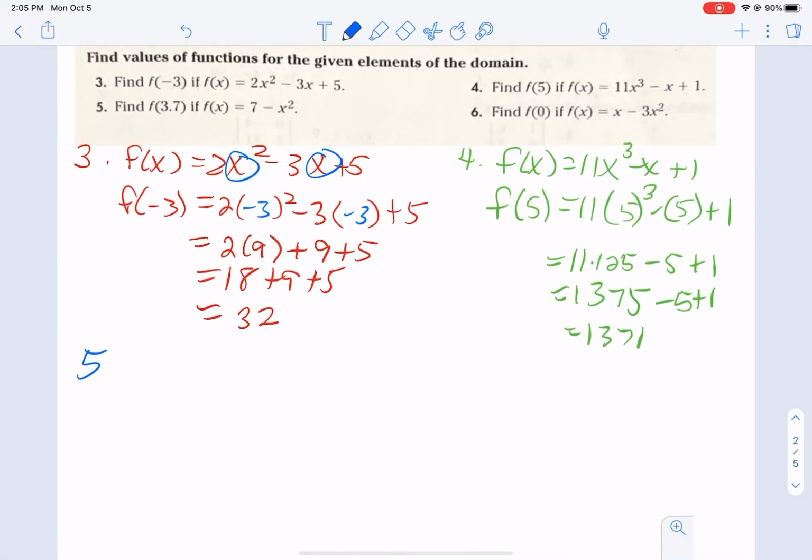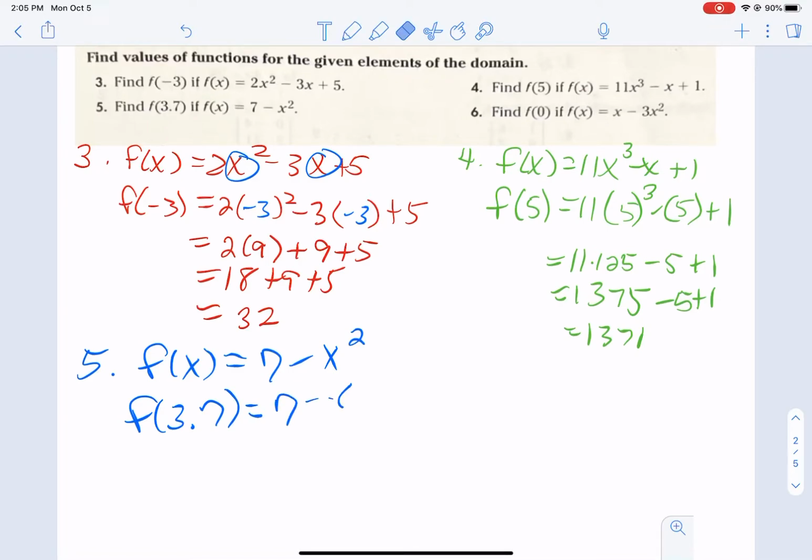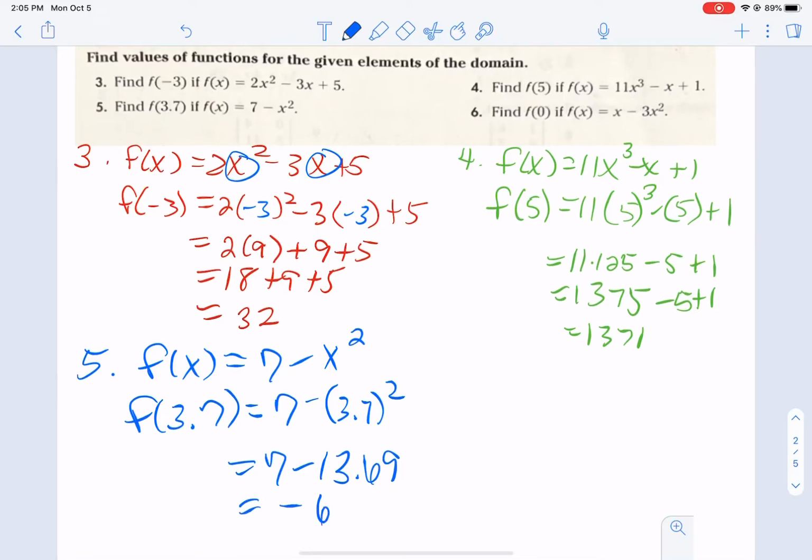Let's do number 5. Number 5, f of x is 7 minus x squared. This time we are inputting 3.7. So we have to do 3.7 squared. So that's 7 minus 13.69, which is -6.69.